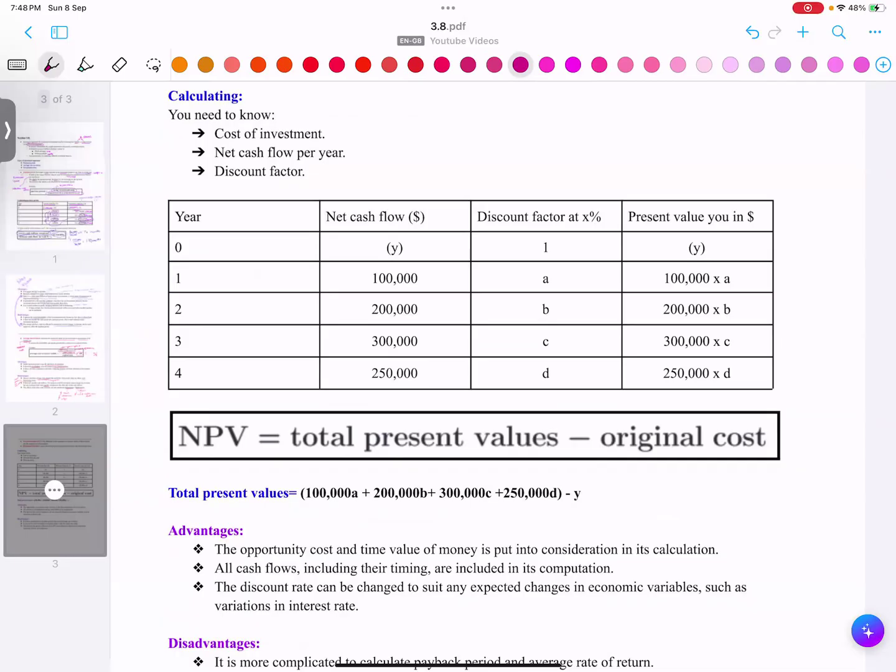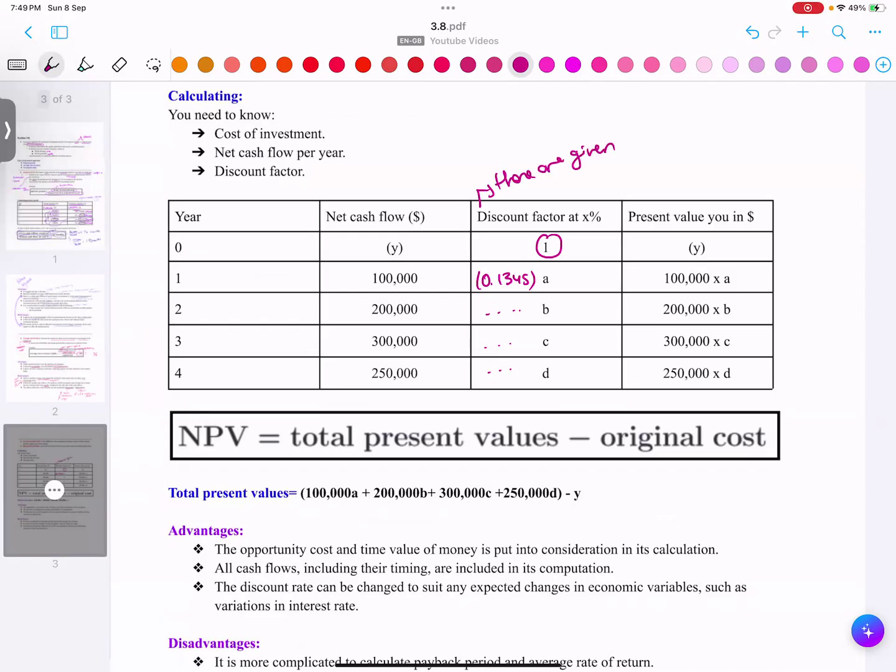Oh, these are given to you, never mind. So these are given to you. The discount factor in year zero is always 1. In year one, it could be 0.1345, and then you have different ones for every year. You don't have to worry about these. These are given to you, okay?